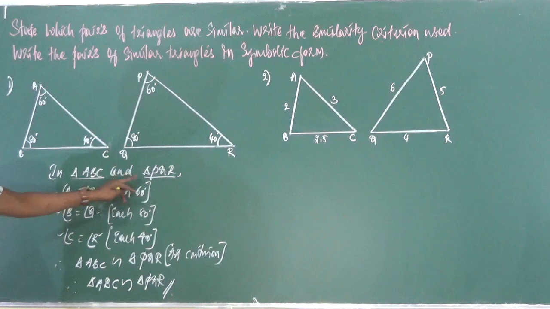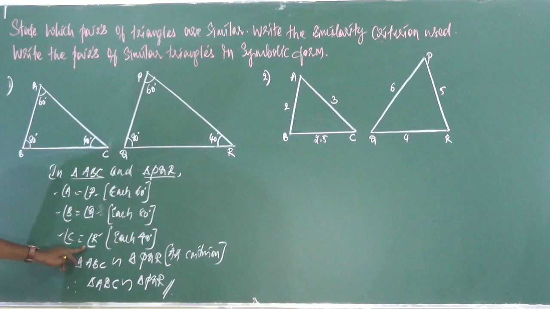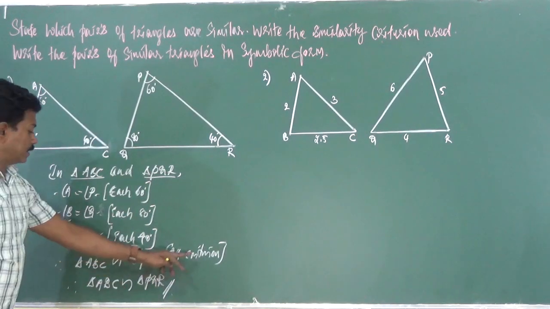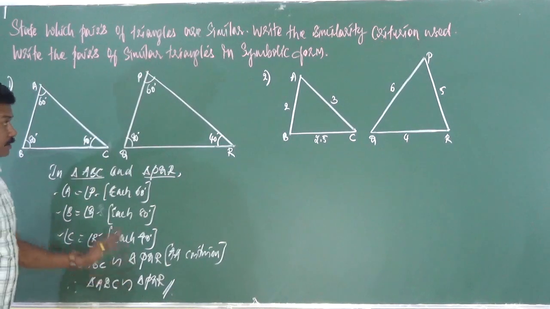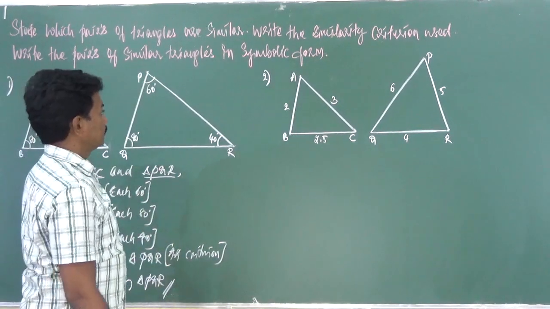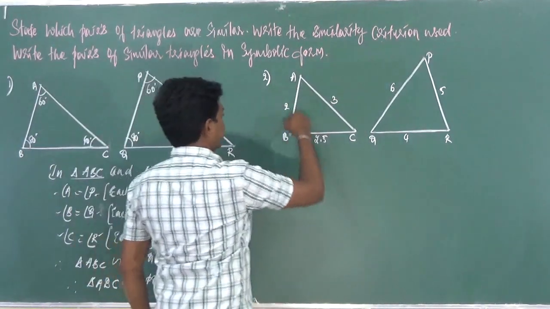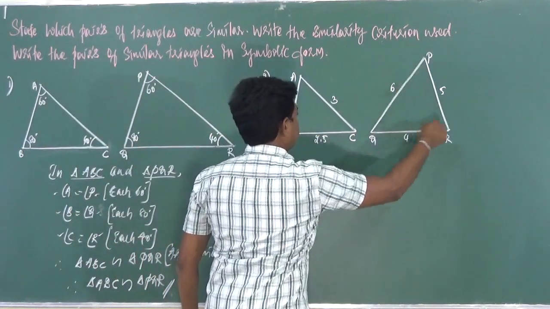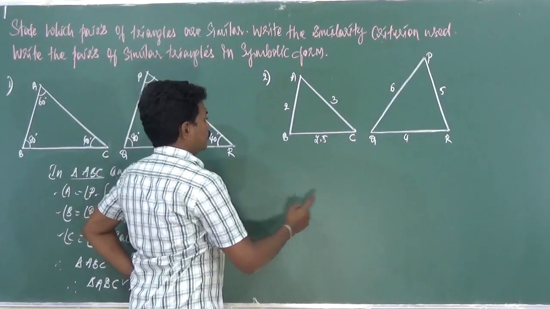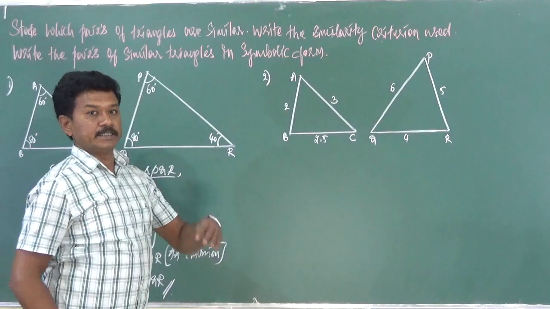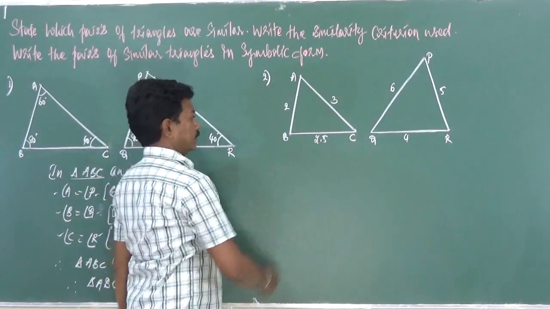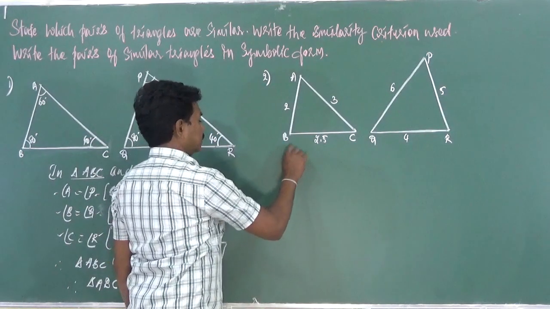So we have taken 2 triangles. We have discussed how they are similar by using the AA criterion, and we have written the symbolic form of the similar triangles. Right. So let us get into the second problem here. This is triangle ABC and this is triangle PQR. In these 2 triangles, angles are not given, they have given us just the sides to check whether they are similar or not.